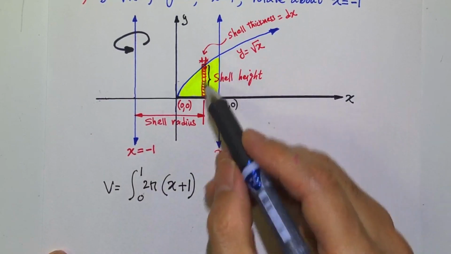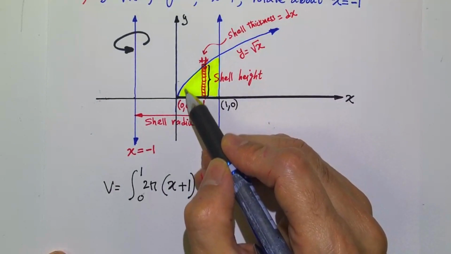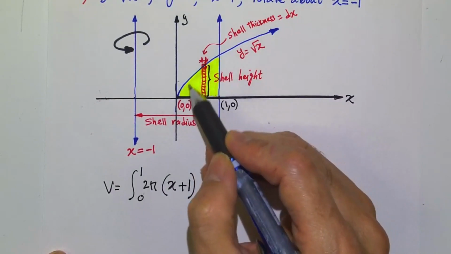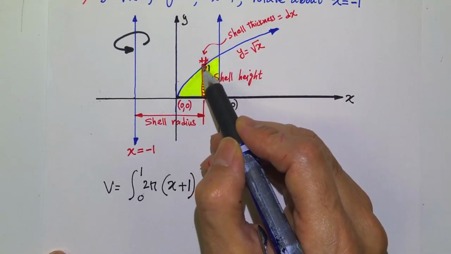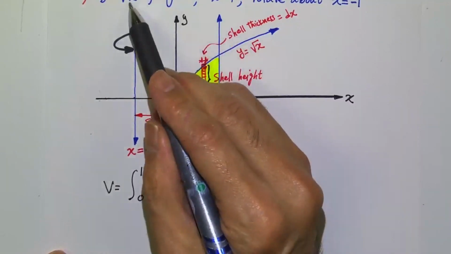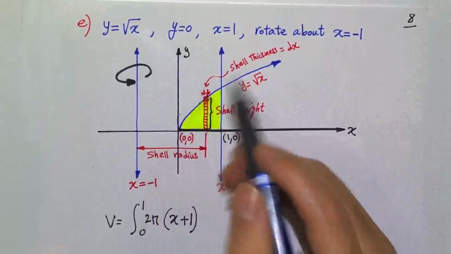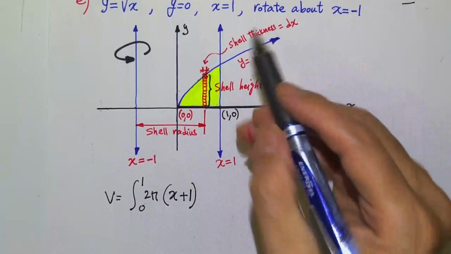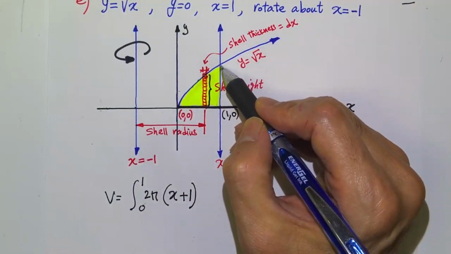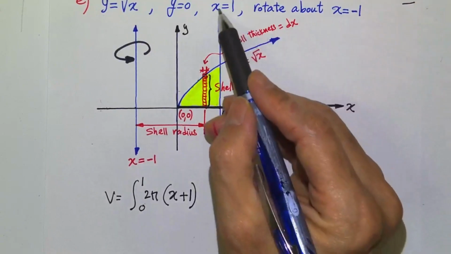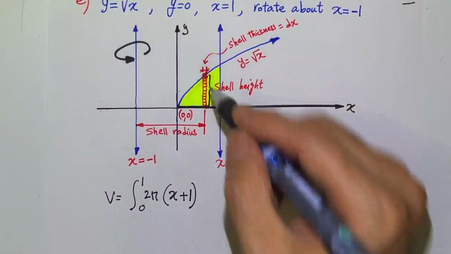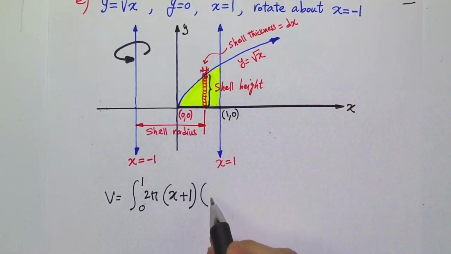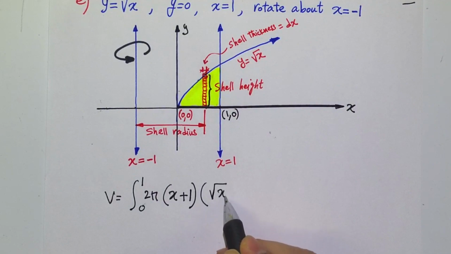And the shell height, whether the shell is here or here, anywhere in this region, is always calculated by this curve, y equals square root of x, right here. At this point the two curves intersect, which means this curve and this line have the same value for the height of the shell. So the shell height would be represented by the square root of x, and then, of course, dx.